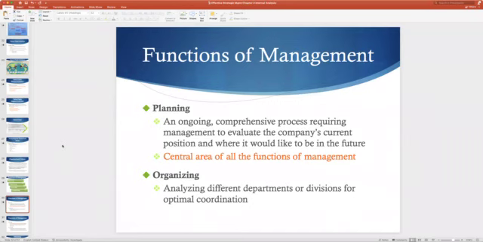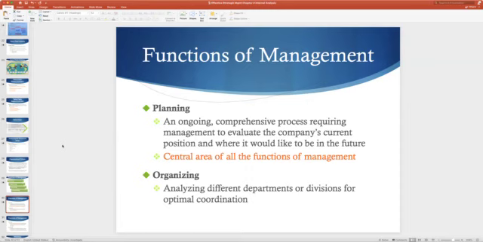It's ongoing. It's comprehensive. It's a process that requires management to evaluate where that firm's current position is and where that firm wants to go in the future. Where are we now? Where do we want to go? How are we going to get there? Identifying what it is that we have now, resources and capabilities and competencies. What is it we need in the future? And does a gap exist? And if there's a gap, how do we fill or close that gap?